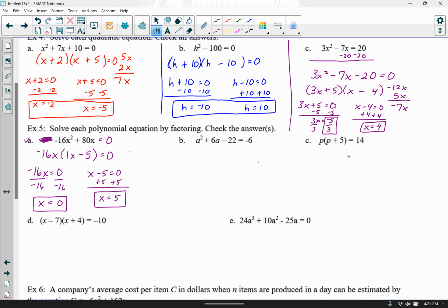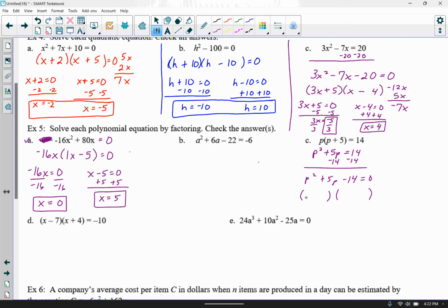In C, if you'll notice here, I've got some distributing to do, and I'm already not equal to 0. So I'm going to distribute. p times p squared, p times 5, 5p equals 14. And like I said, I've got to get it equal to 0, so I'm going to pull that 14 over. So subtract 14 from both sides. So I'll have p squared plus 5p minus 14 equal to 0. Now I should be able to factor.